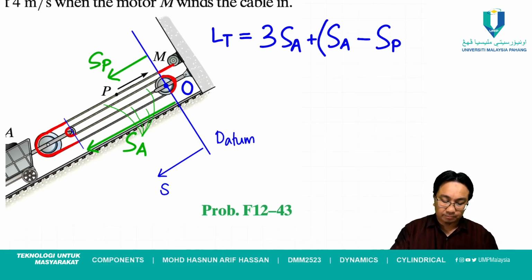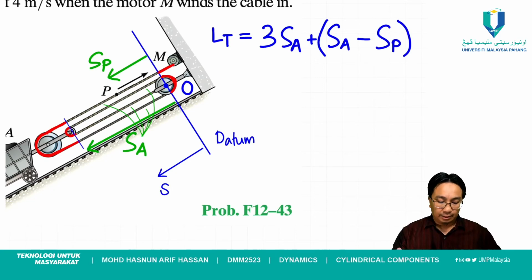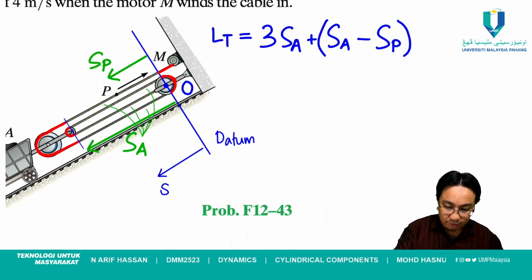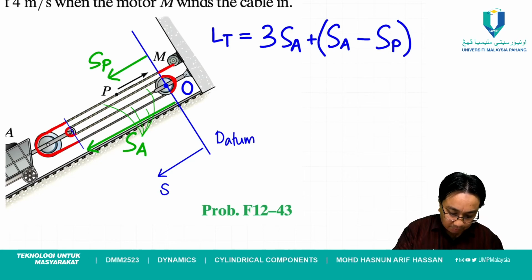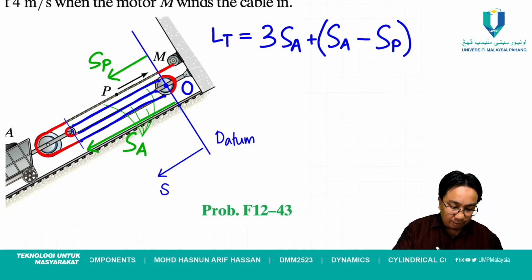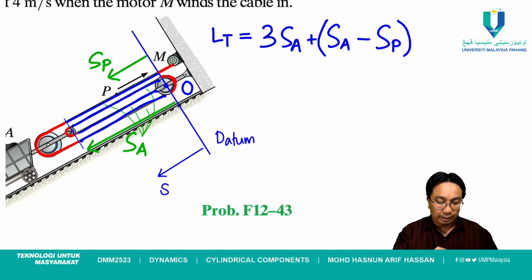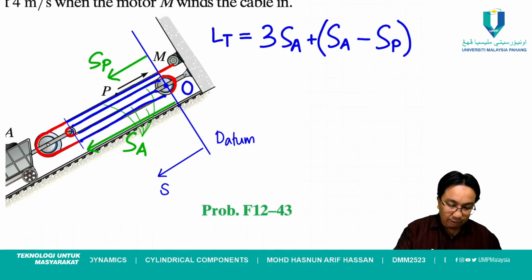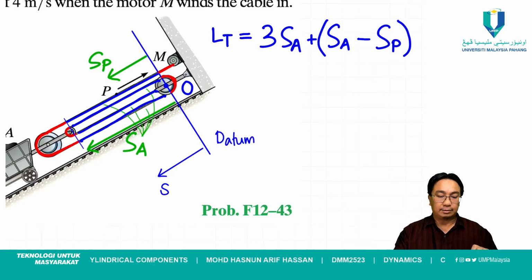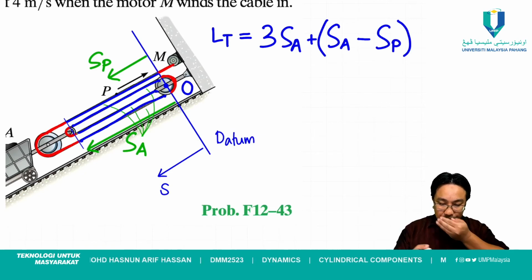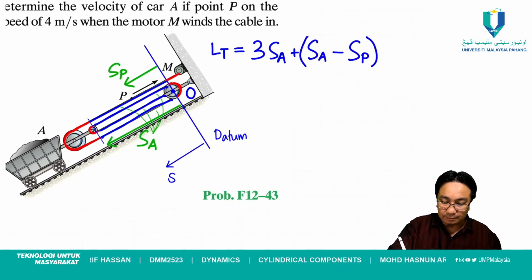Macam ni. 3SA akan cover yang pertama, 1, 2, 3. Yang ini ialah the whole thing is SA. Lepas tu yang ini ialah SA tolak SP. Betul lah? Okay, and then plus C lah, plus the constant.